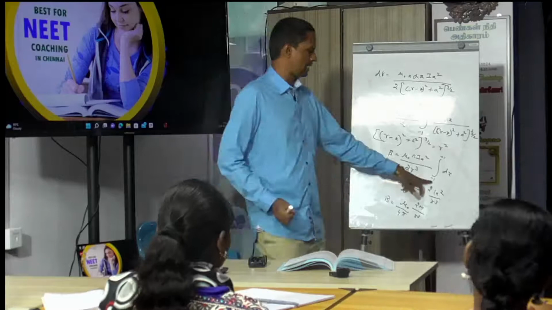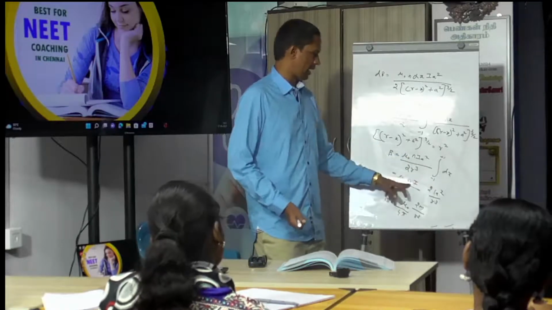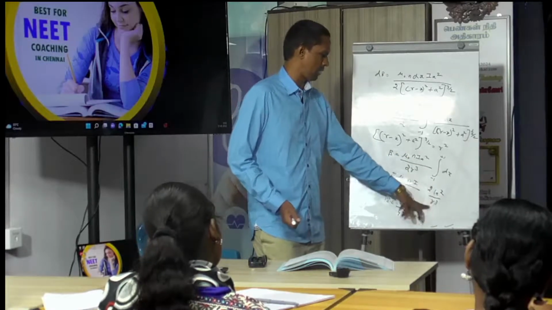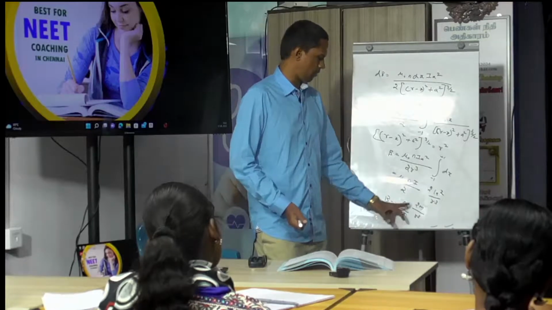With integration of minus L2 plus L dx. So mu 0 Ni divided by 2 is equal to 2L A square by R cube. So B is equal to mu 0 by 4 pi 2M by R.